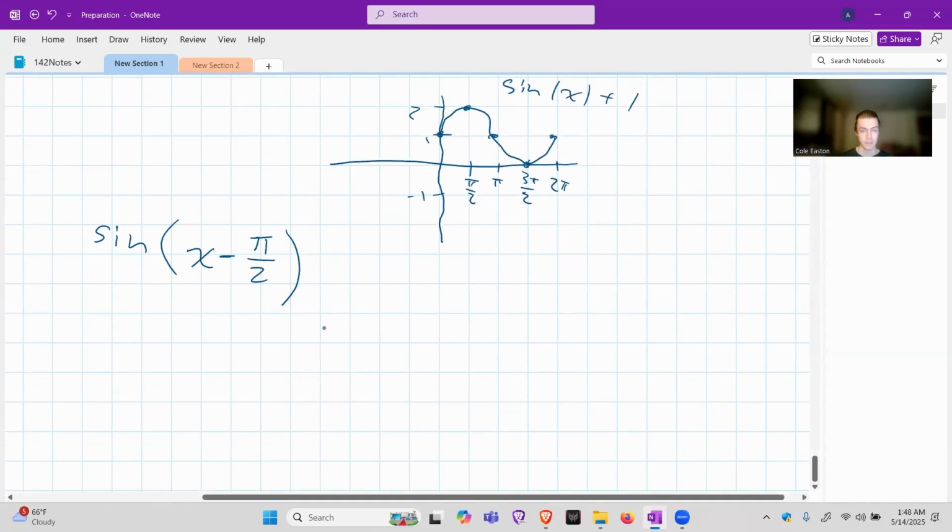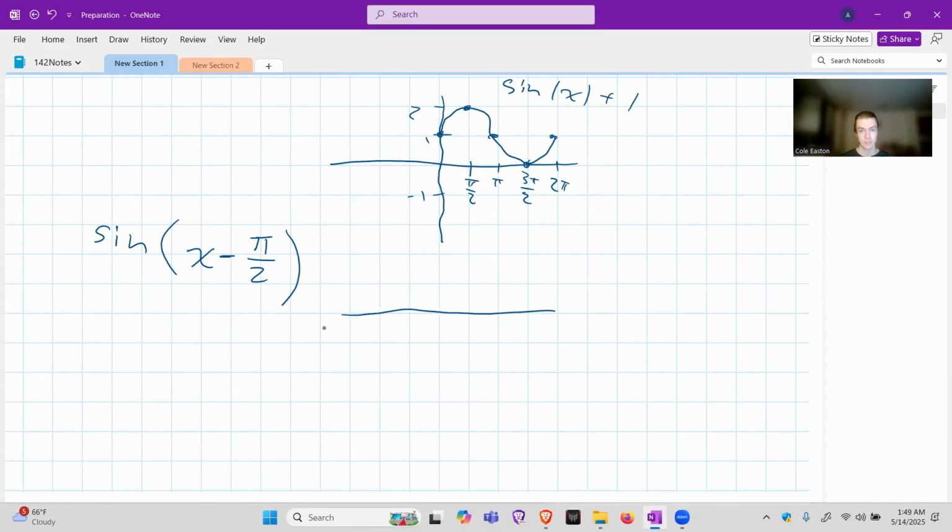So sine of x minus pi over 2, let's start by plugging in 0. So we plug in 0 for x, and then we subtract pi over 2 from that. So then we're taking sine of negative pi over 2, and we said that that was a -1. Okay. Now we plug in, let's not get ahead of ourselves.